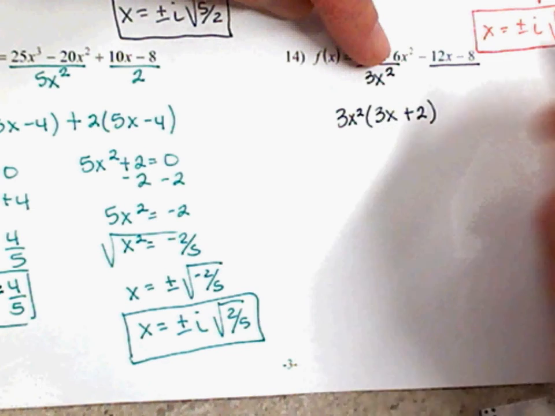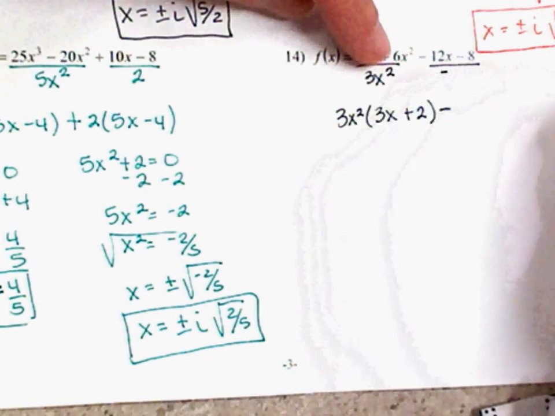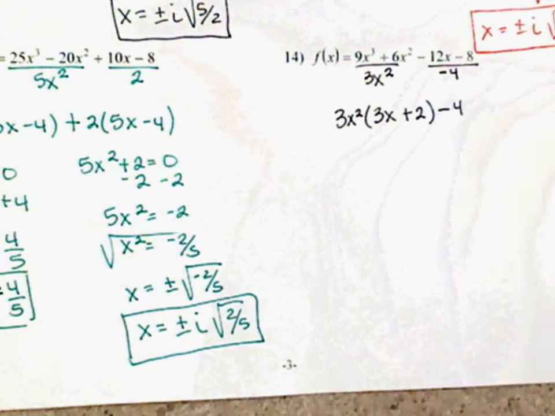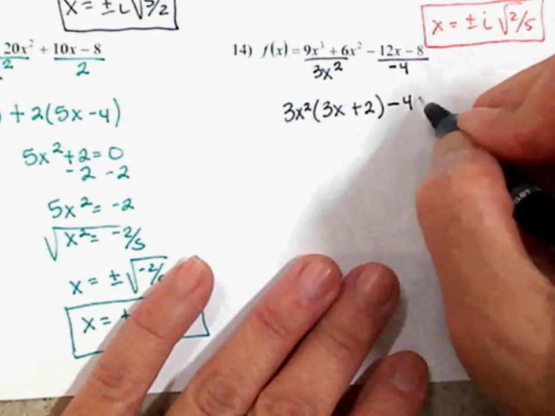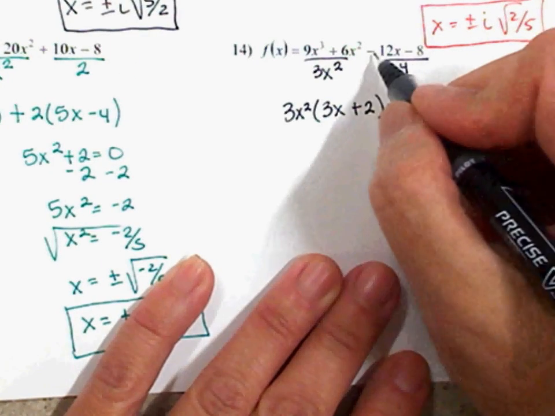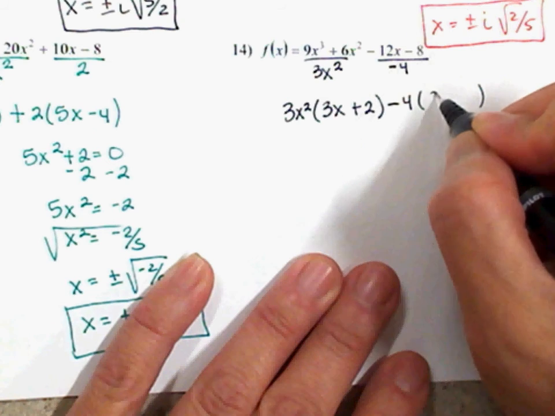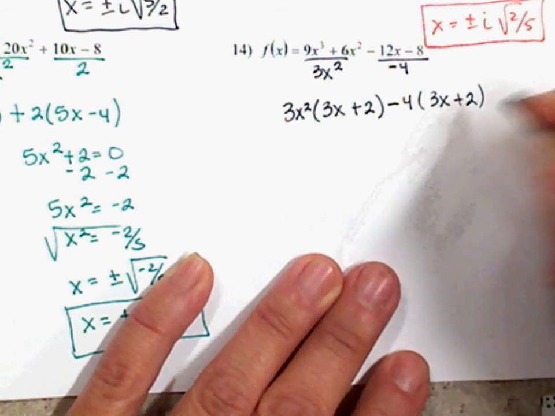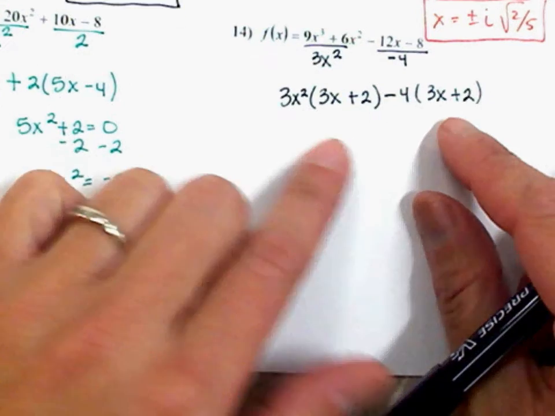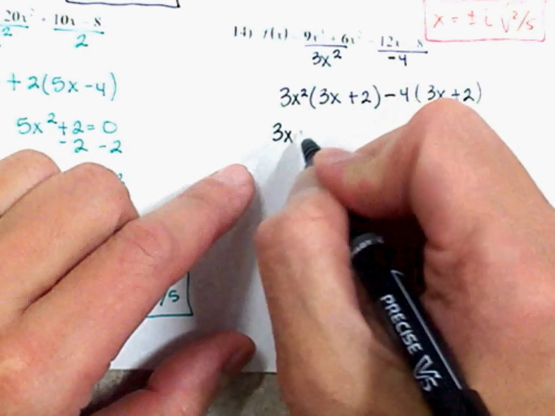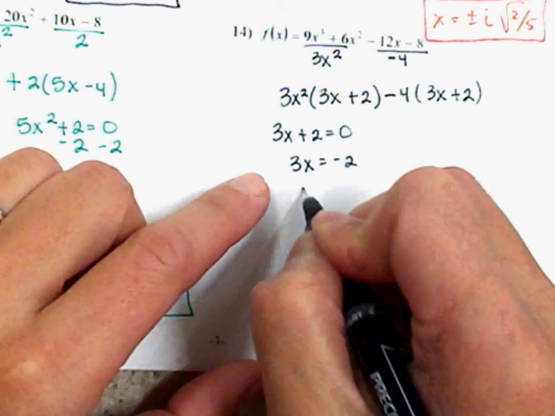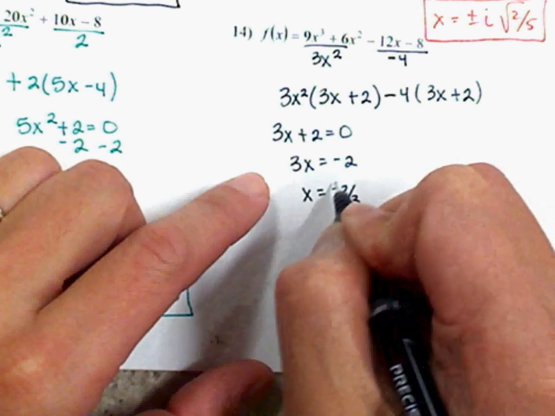So there's your minus. What do these two have in common? A 4. And you can use your calculator to find it, okay? See what you have left. Negative 12x divided by negative 4 is positive 3x. Negative 8 divided by negative 4 is 2. See how they're the same? Set that equal to 0. Subtract 2. Divide by 3. Okay?